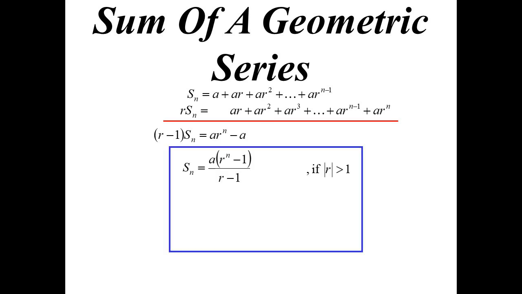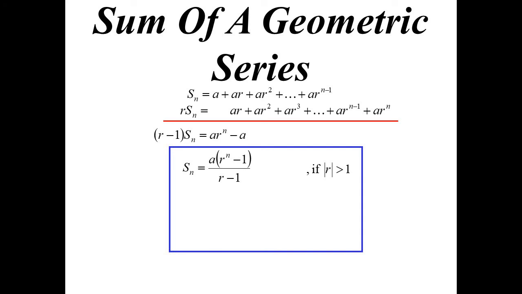But if I subtract these, then all of these terms, the ar minus ar, ar squared minus ar squared, and so on, will cancel out, leaving me with just the last term of the bottom equation minus the first term of the top equation. So r minus 1 times the sum to n is ar to the n minus a. Divide everything by r minus 1, and we come up with a formula for the sum to n terms.